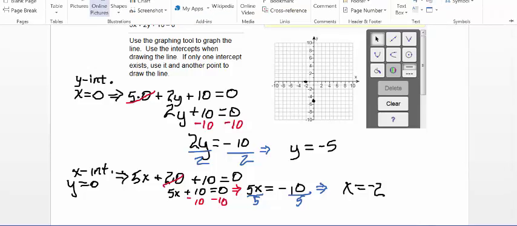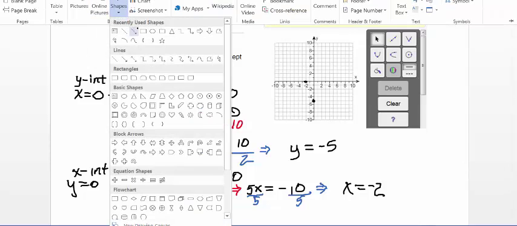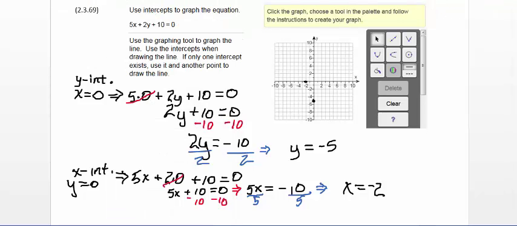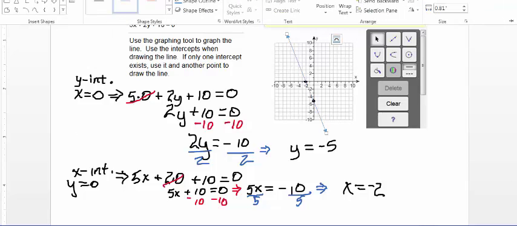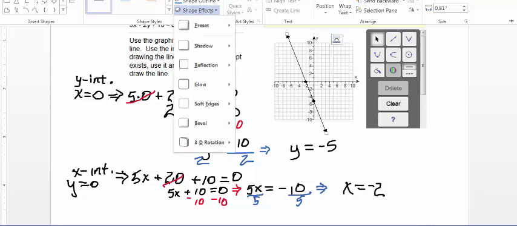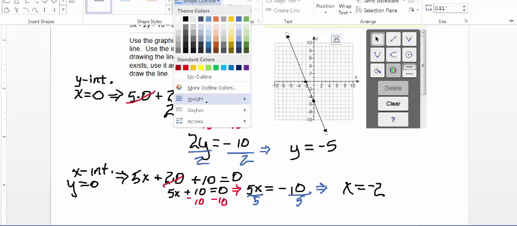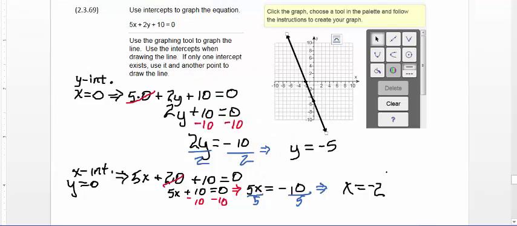So you're going to use your line tool, and that will allow you to draw the line that passes through these 2 points. I'm not actually in MyMathLab, so I'm in Microsoft Word, so I'm going to use shapes to draw this line. And I'm going to just make this a little thicker.